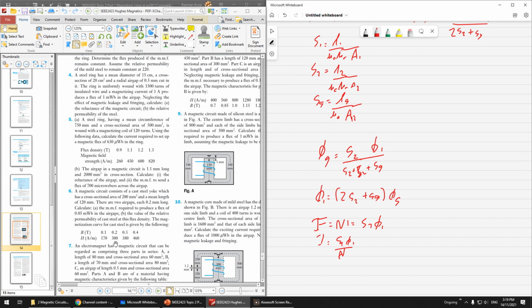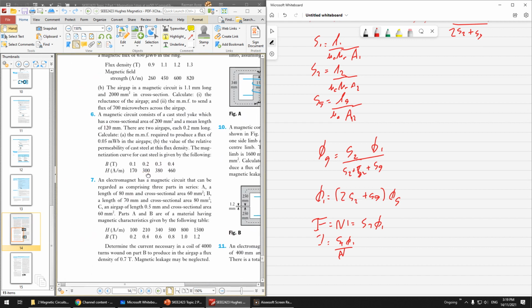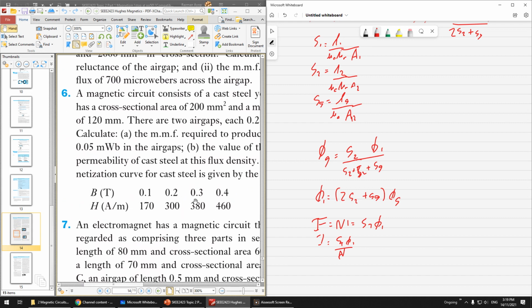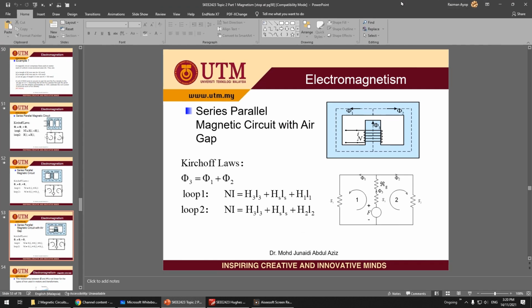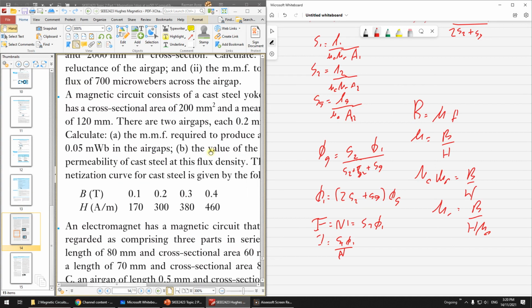There is another thing that is also useful: from this you can determine the mu r. Remember the BH curve, B equals mu H. So mu equals B divided by H. So mu naught mu r equals B divided by H. So mu r is basically B divided by H mu naught. This is how you determine the permeability. So make sure you practice.